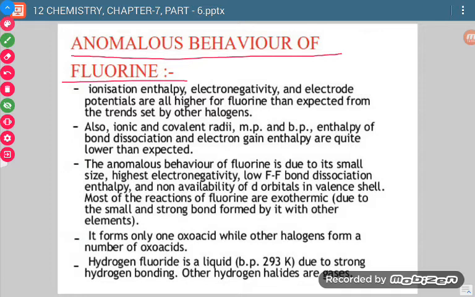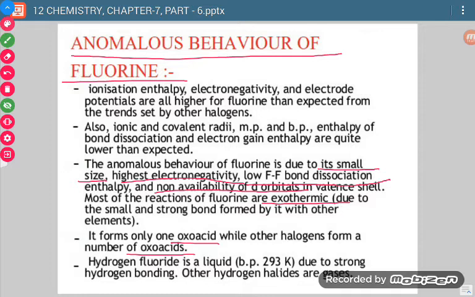So the anomalous behavior of fluorine is due to its small size, highest electronegativity, low fluorine-fluorine bond dissociation enthalpy, and non-availability of d orbital. Most of the reactions of fluorine are exothermic. Exothermic, you know, where there is release of energy. So it forms only one oxoacid, while other halogens form a number of oxoacids.